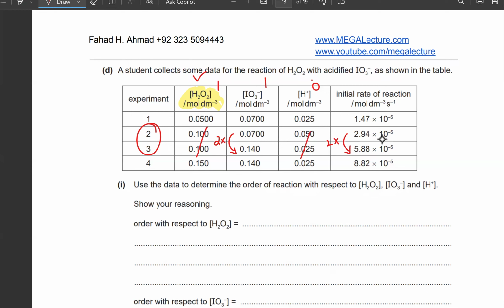Is that clear? So if I compare experiments 2 and 3, this does not change, so this is out of the question. This becomes half, but it's order zero. We figured that one out. So whatever you do to this, it would not cause any change on the rate of the reaction, so we can ignore that. The only thing that's causing the change in rate of reaction is going to be this one. It's doubling, and that's also doubling. So it must be order one. Is this clear? Yes. So this is slightly difficult.